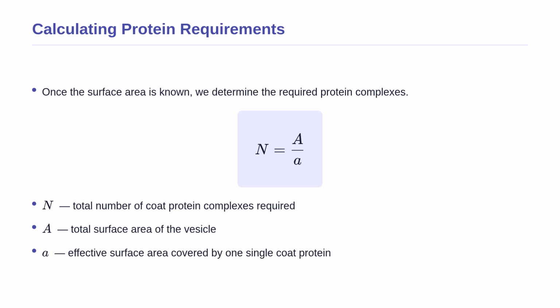Think about the physical relationship here. If the area covered by one single protein decreases, the total number of proteins required to cover that same vesicle will increase. This means the cell must synthesize and recruit more proteins to accomplish the exact same job.